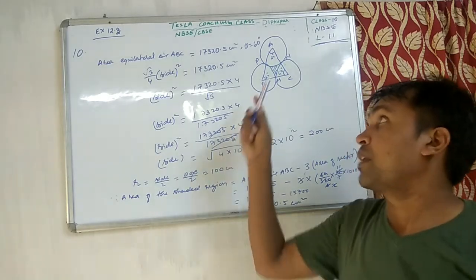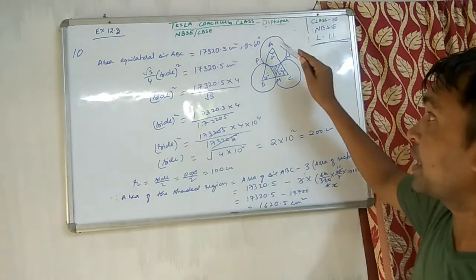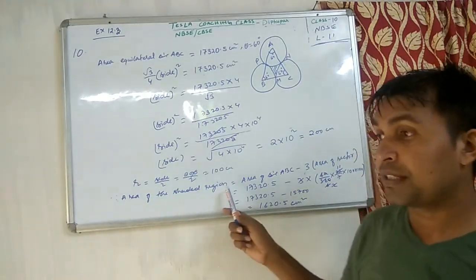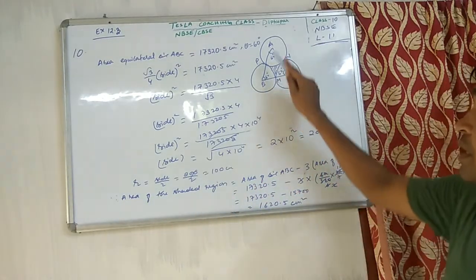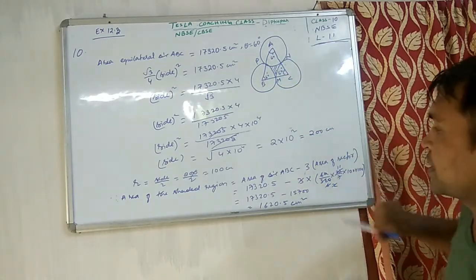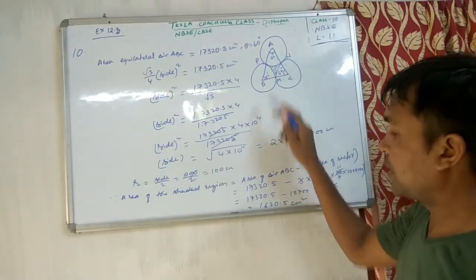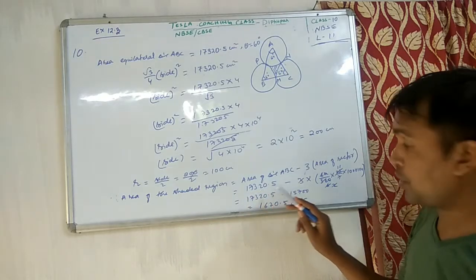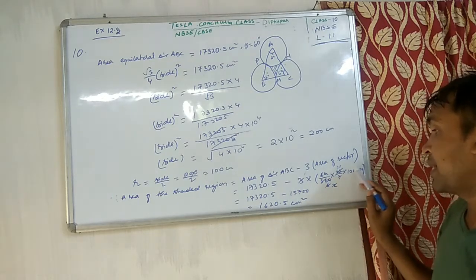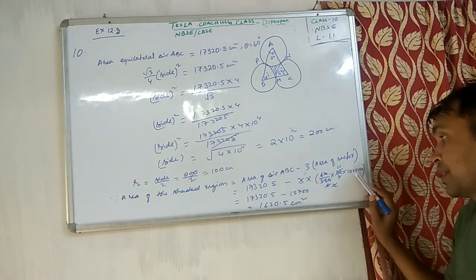Now they are asking us to find the area of this shaded portion. For this, we take the area of the triangle minus the area of these three sectors. So the area of the shaded region equals the area of triangle ABC minus 3 times the area of a sector. 1, 2, 3, three sectors are there, so 3 into the area of a sector. The area of the triangle is already given in the question. The formula for the sector is theta by 360 into pi r square. So 60 by 360 into 22 by 7 into 100 into 100.